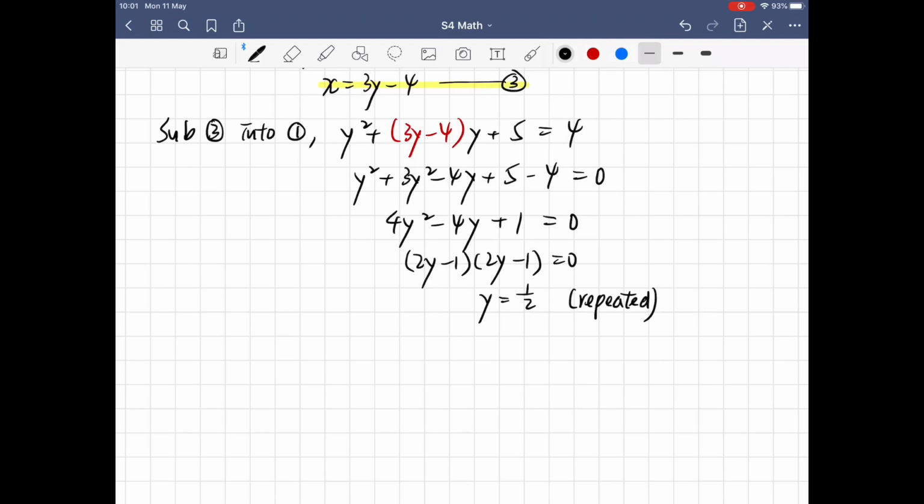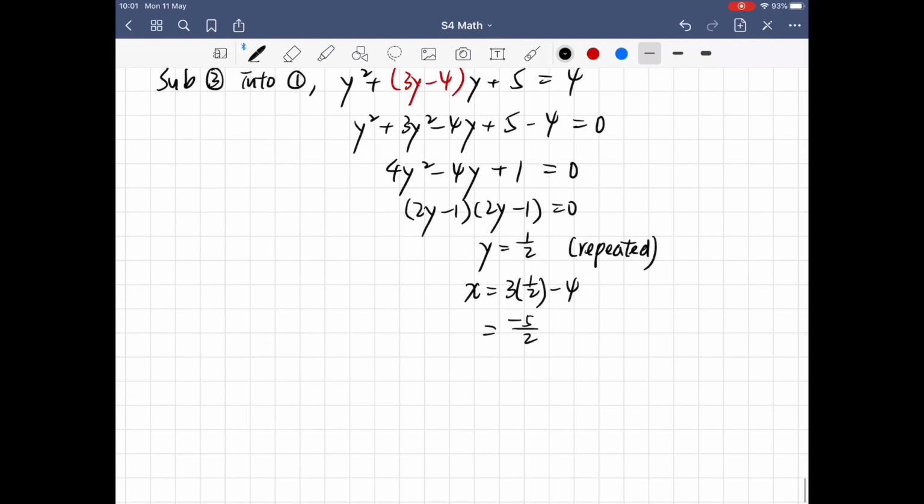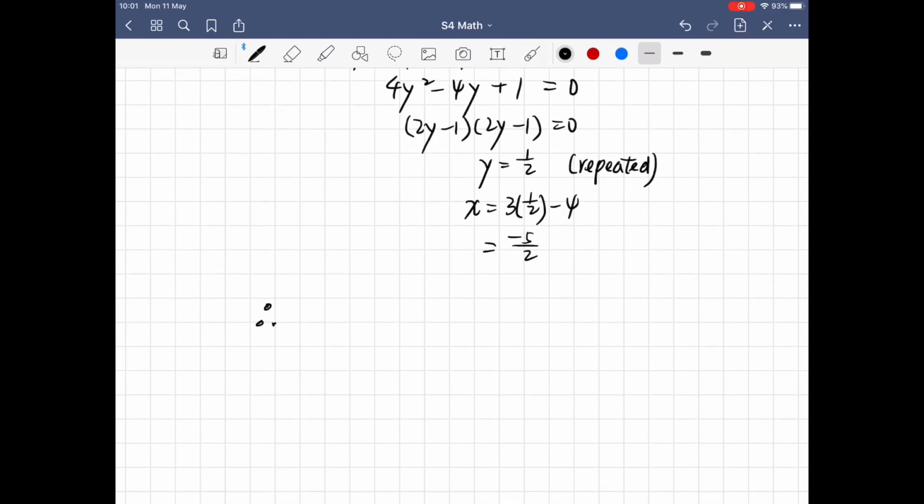Okay, and afterwards, for this repeated result of y, we have to put it back into equation 3 to find the value of x. And the result will be negative 5 over 2. Okay, it is also repeated, but we don't have to mention it. Okay, so finally, we have to write the results: when x equals negative 5 over 2, y equals 1 over 2. And in this question, there is only one set of solution.